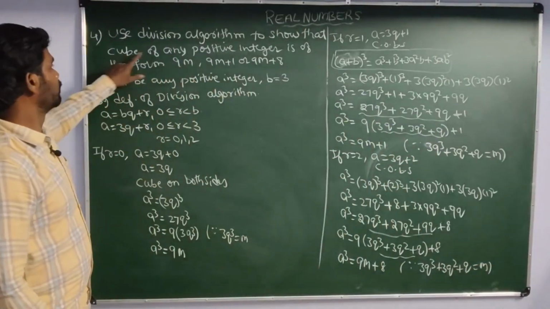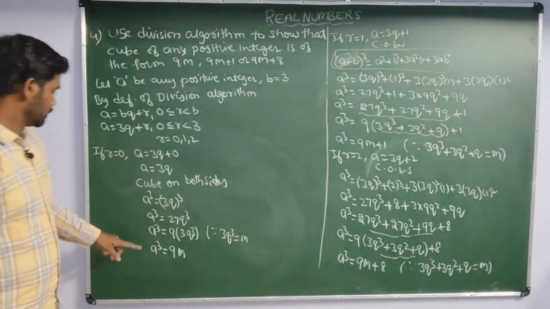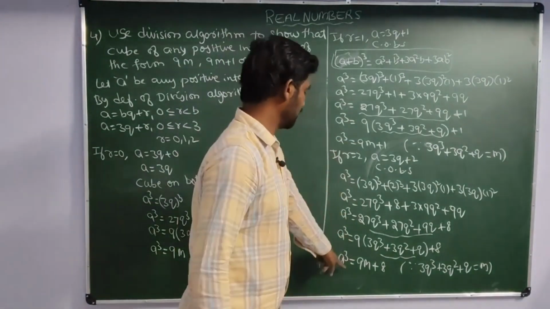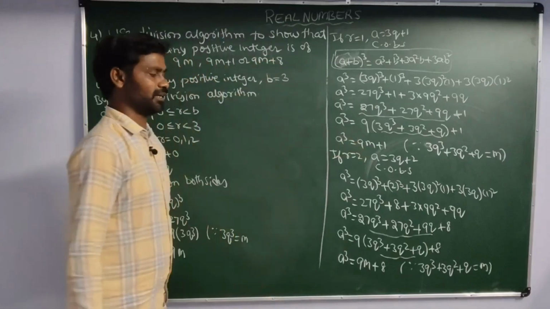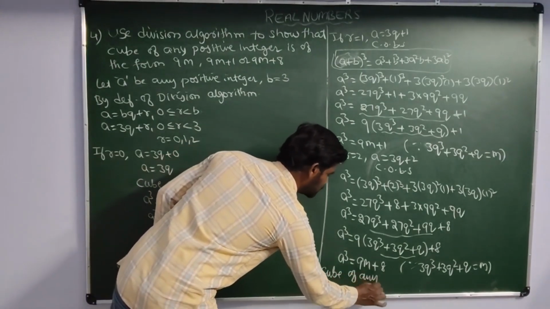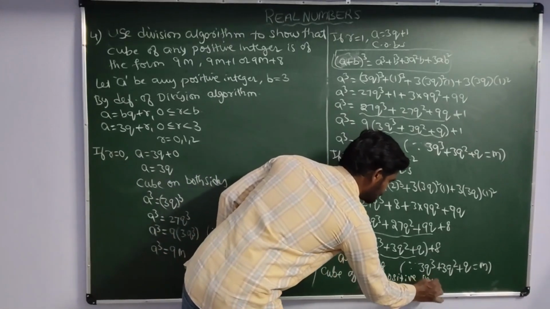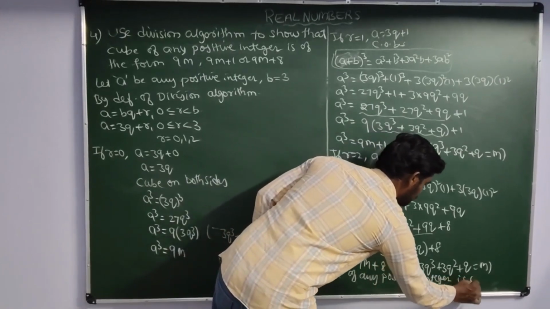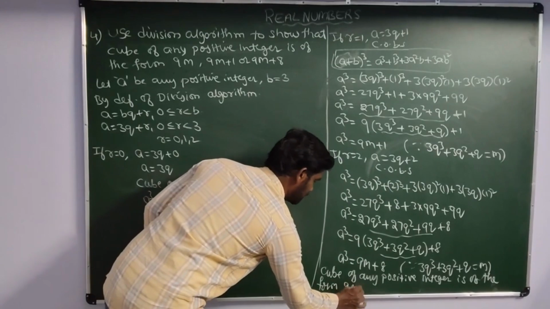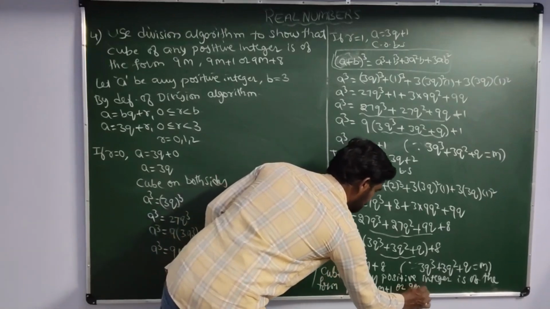Now observe it. Cube of any positive integer is of the form 9m or 9m + 1 or 9m + 8. So here a³ is equal to 9m. Next, here also a³ is equal to 9m + 1, and lastly a³ is equal to 9m + 8. Therefore we have to write: cube of any positive integer is of the form 9m or 9m + 1 or 9m + 8.